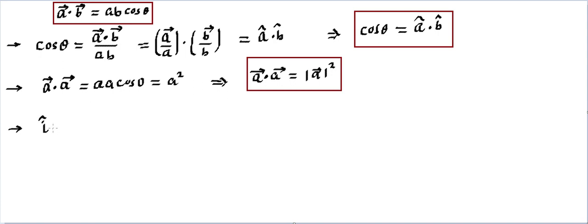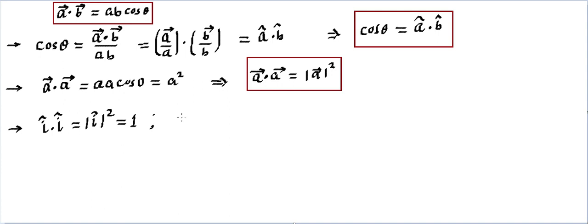And if we do the dot of this i cap with i cap itself, what is the answer going to be? We know the same vector dotted with the same vector is going to be the magnitude of that vector squared. Now we know this i cap is a unit vector, that means its magnitude is 1, so it's going to be 1 squared. 1 squared is 1. That means whenever we get i dot i, it's going to yield 1.